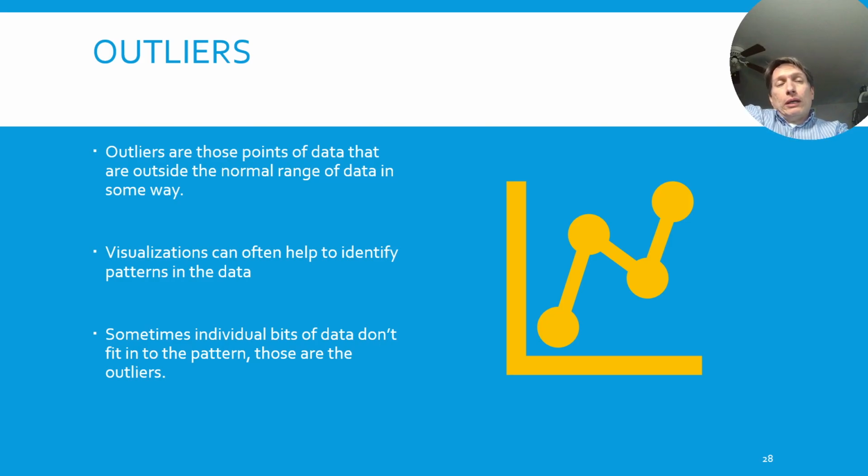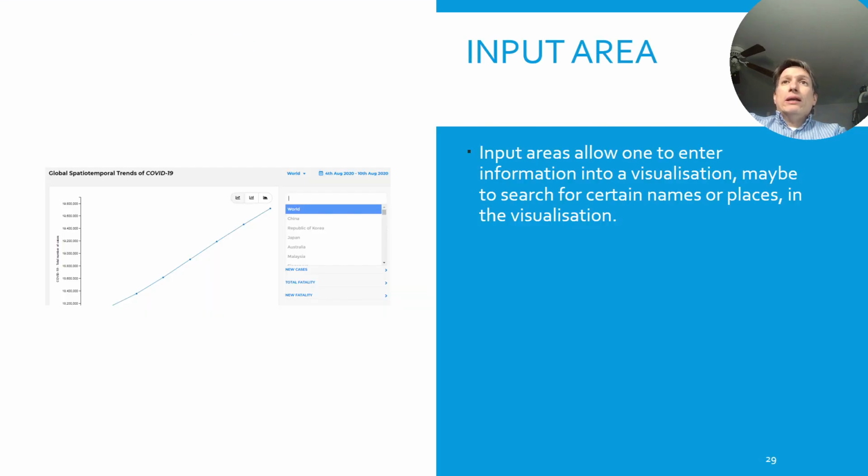Outliers is another important concept that we need to be familiar with, and it's basically when a data point is outside of what is expected. And visualization is a really good way of identifying them, how something is out of the pattern and not following the sequence. And those are the ones that we are going to call outliers. In some interactive visualizations, we're going to have input areas where we can put some information like searches or filters or things like that to allow us to modify the visual representation.